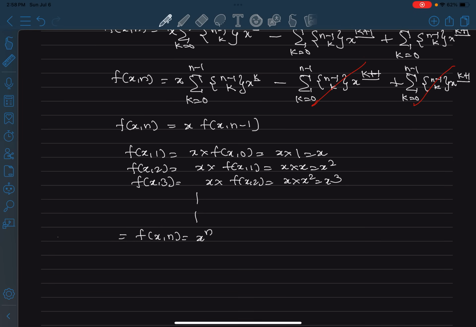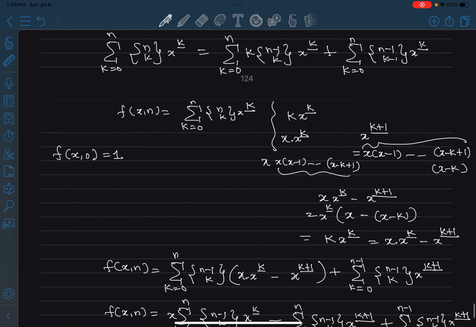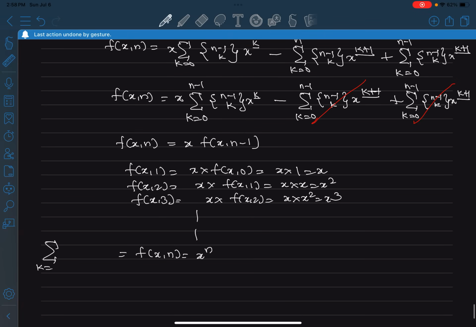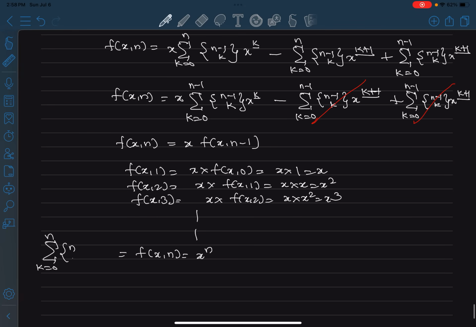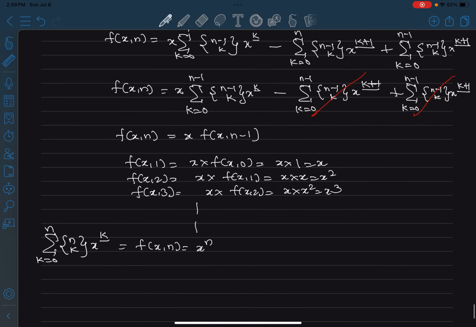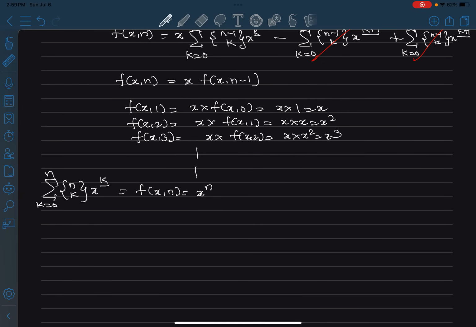This was exactly our required sum from k equals 0 to n of (n choose k) x to the power falling factorial k. This expression over here is x to the power n, and we have proved that. We have proved this really beautiful formula.